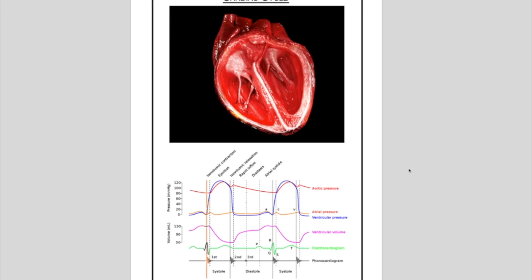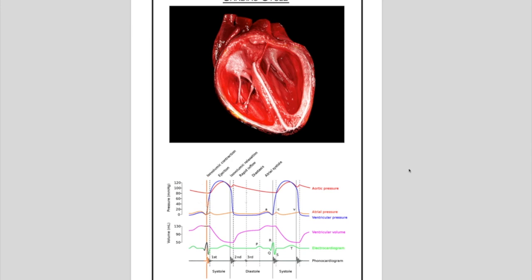So right at this point, we have closure of the valves. The pressure in the ventricles causes the AV valves to close. And that's what gives you the first heart sound, the S1 sound. That's the lub in the lub-dub.